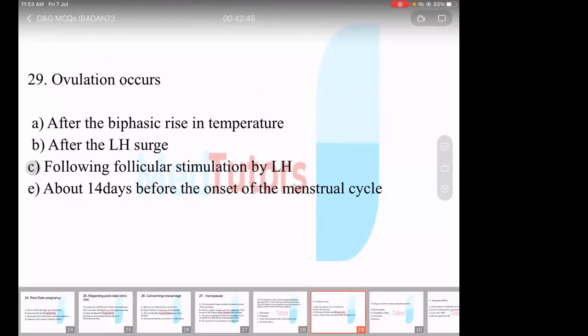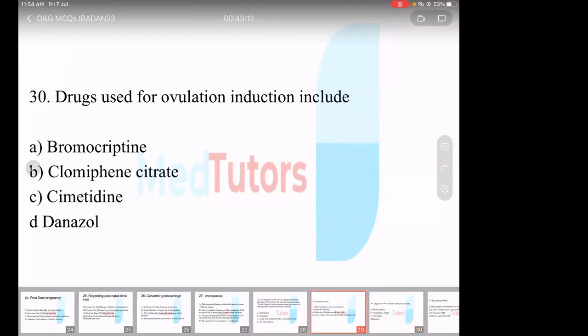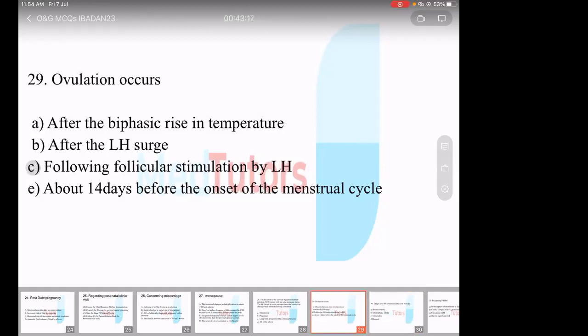Then 29, ovulation occurs: A, after biphasic rise in temperature. B, after the LH surge. C, following follicular stimulation by LH. D, about 14 days before the onset of menstrual cycle. So it's almost the same logic for all questions. Of course it occurs after the biphasic rise in temperature. Then it occurs after the LH surge as well. Following follicular stimulation by LH, that's the LH surge. Then of course the luteal phase is 14 days, but that does not mean it has to occur. It is for most women, but not for everyone. So that is why E is incorrect here.